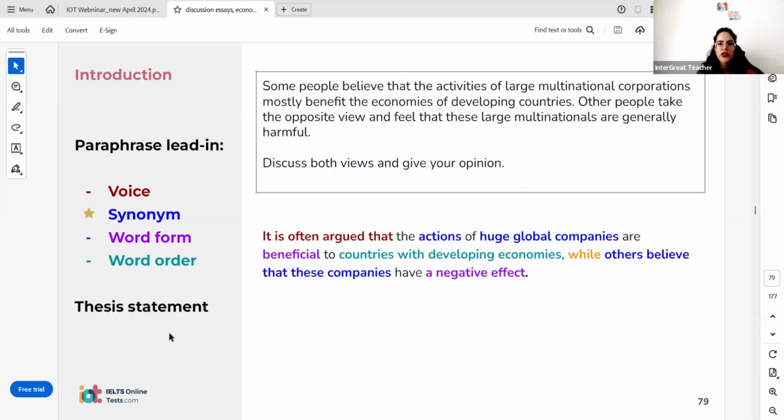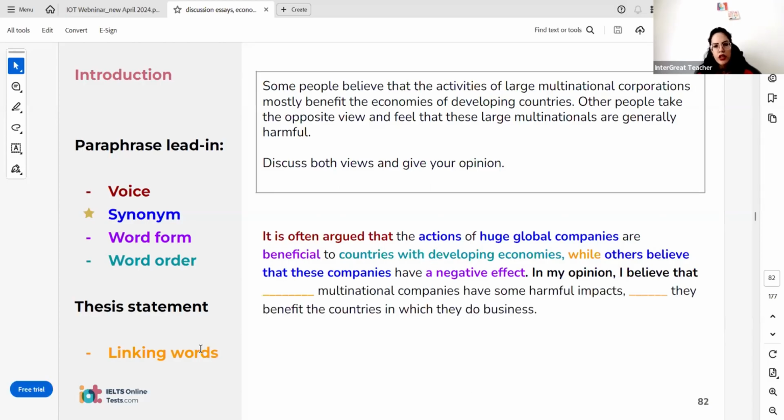And then remember, after I paraphrase the whole topic, I need to write a thesis statement, which means I need to take my side, whether I take the beneficial side or the harmful side, and then I need to tell the reader what I'm going to do. So I can do it like this. In my opinion, I believe that, now I need a linking word. You help me complete the sentence using correct linking words. I believe that blah, blah, blah, multinational companies have some harmful impacts. They benefit the countries in which they do business. What do you think?